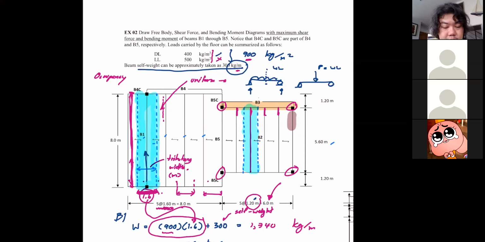So doesn't it cause a moment about the column on the left? Yeah, if you take a moment about the column located on V3 and V5C. It's a very good question. But when we analyze this beam, we always say that, hey, it's a simple beam. So when you draw the free body diagram of this beam, let's use black here. This beam, it's a simple beam, right? Do you agree with me that it's a simple beam?